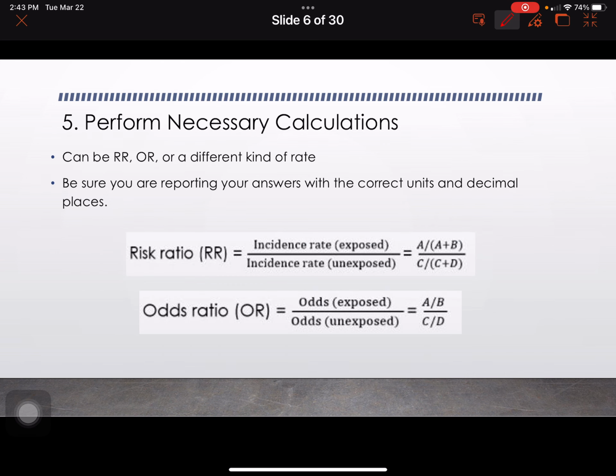And once you have that table completely filled out, you can do any necessary calculations based on what the problem is asking for. Risk ratio and odds ratio are just two that we've gone over, but you may also be asked for rates. Be sure you're reporting your answers correctly and with the appropriate units if necessary. Decimal places are also important if a certain format is requested in a word problem.